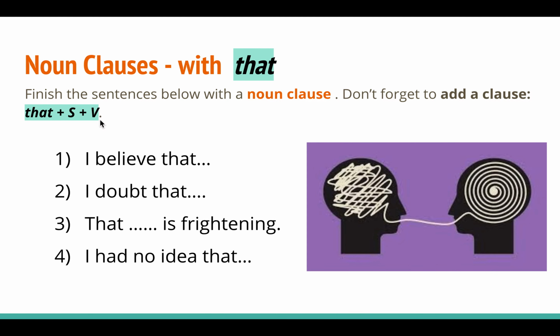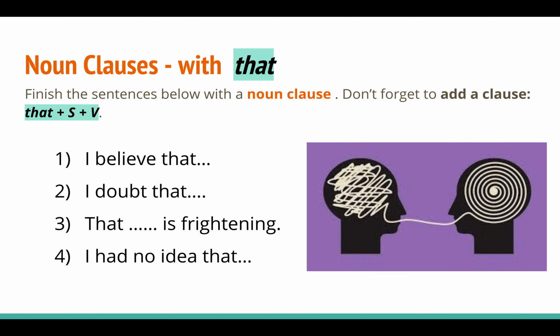I believe that. So I is the subject, believe is the verb. Here we're going to have an object noun clause that begins with the word that, and that is followed by a subject and a verb. I believe that dogs are the best pets, right? I'm a big dog lover. So I could say, I believe that dogs are the best pets. Here, dogs is my subject of the noun clause, and are is the verb, right? I'd like you to pause the video and try to do the other sentences, finishing them in your own way.